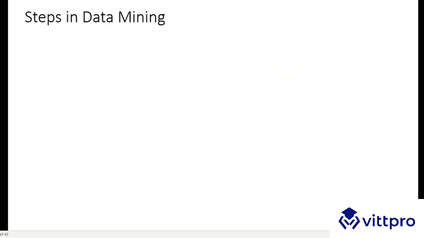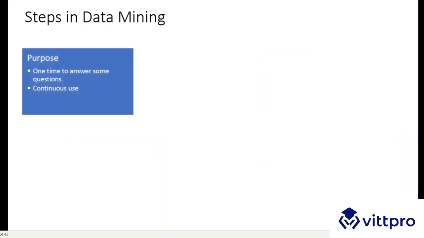So the steps in data mining, the first step, before we go into the stages, is the purpose. You may have a one-time question to answer, meaning you just want to know now, but you will not be able to use it in the future. And sometimes you have to understand continuously, you may want to ask the same question again and again, but there has to be a purpose. You have to understand what is my purpose to identify the data.